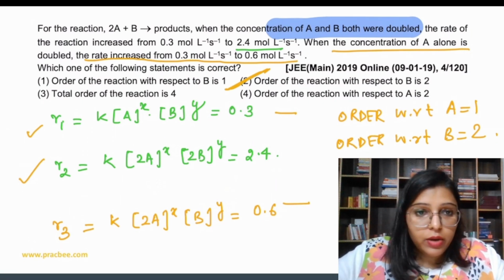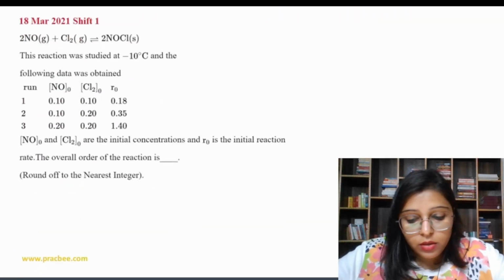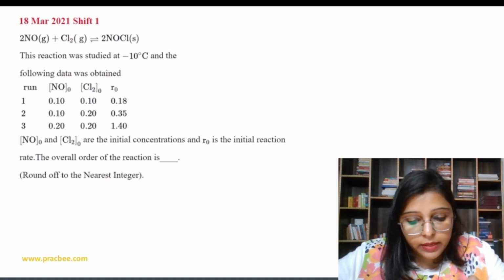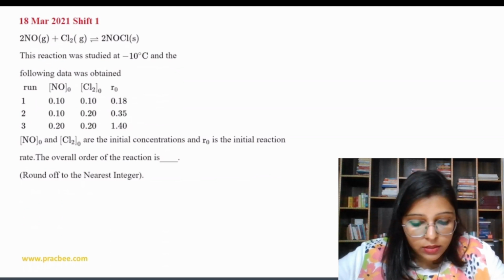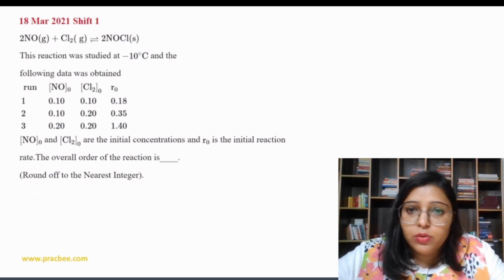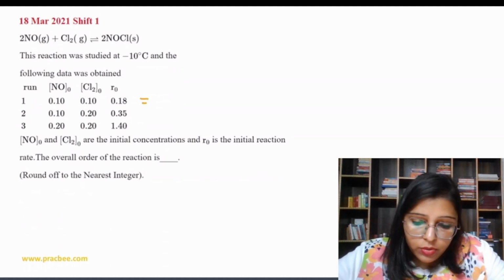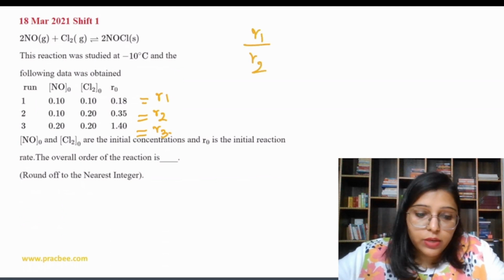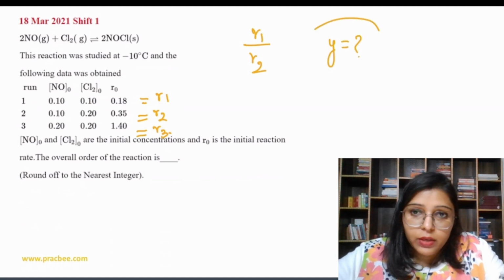Okay. Now let's do the next question. 2NO plus Cl2 gives 2NOCl. The reaction was studied at minus 10 degrees Celsius. Okay, fine. What we are going to do? Again, we have to find out the order of the reaction. So how to find the order of the reaction? Similarly, you have to take R1, here you have to take R2 and R3. So first you can take R1 and R2. When you take R1 and R2's values, then you can get the value of y, right?